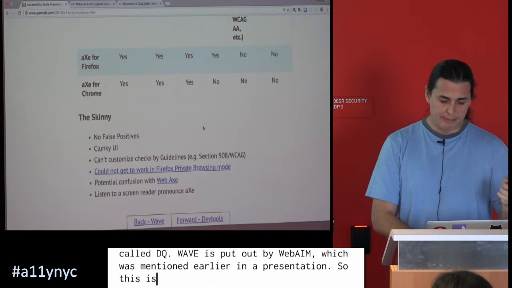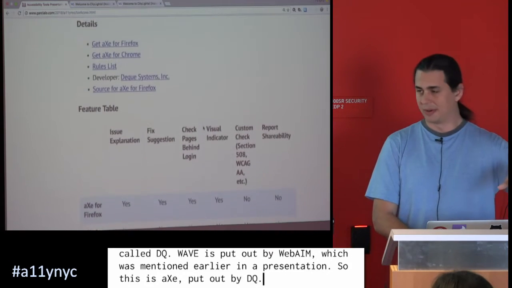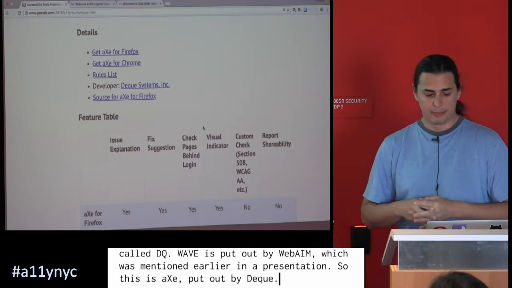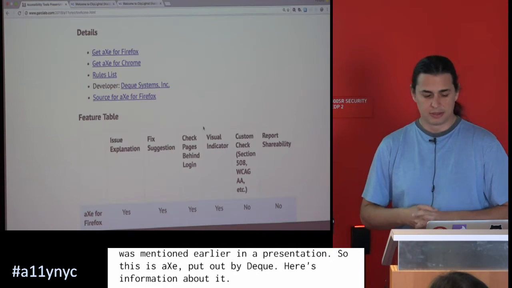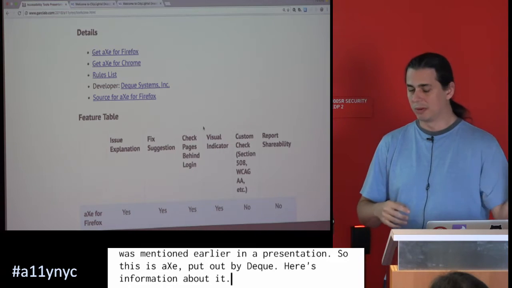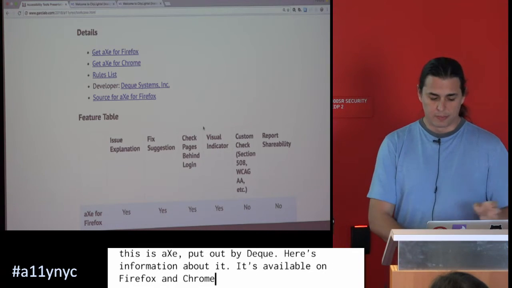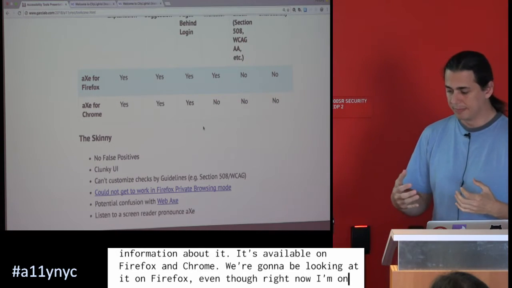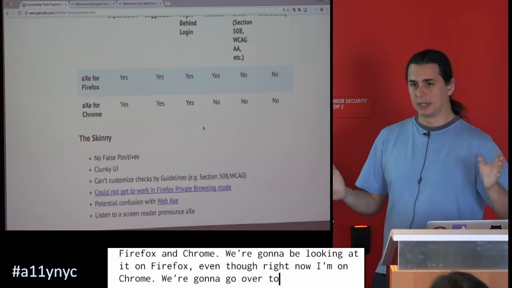The best thing about Axe, here's all the information if you want to download it. It's available both on Firefox and on Chrome. We're going to be looking at it today on Firefox. Even though right now I'm on Chrome, we'll go over to Firefox. So the best thing about Axe is that they have the principle of no false positives.